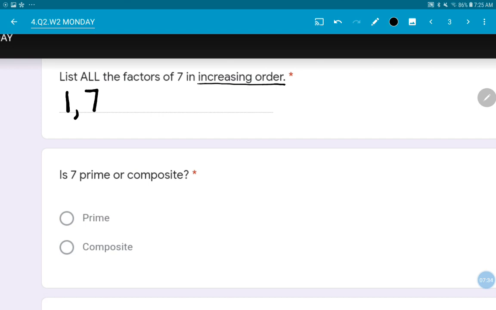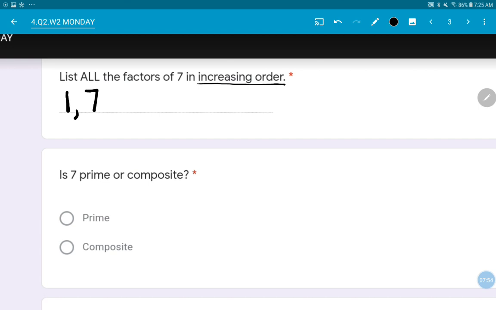7's not even, so I can't do 2 times anything to equal 7. I can't do 3 times anything to equal 7. It'd be 3, 6, 9, so that 3 is not a factor of 7. 4 times 1 is 4, 4 times 2 is 8, so that's not a factor.